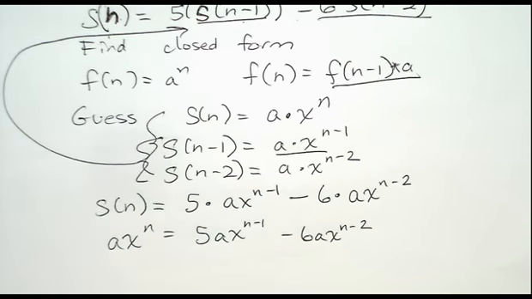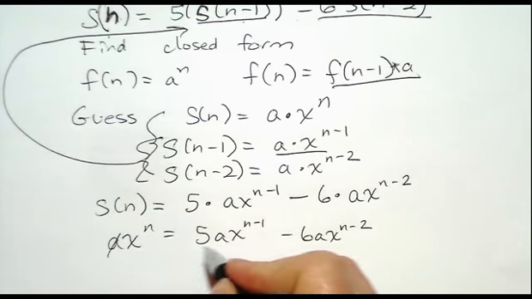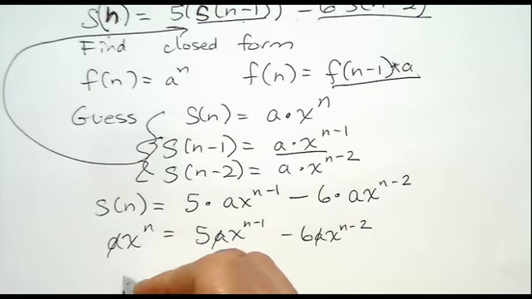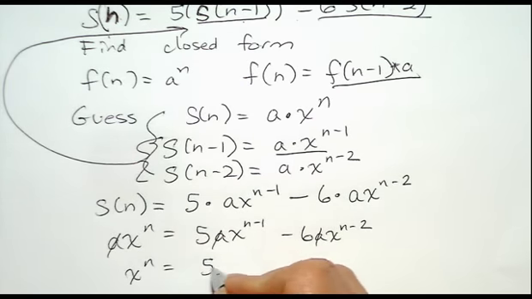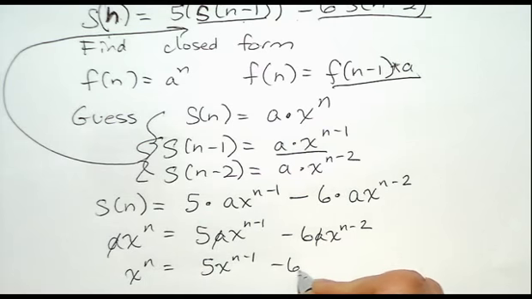Okay, so I need to also plug in my left-hand side. And then I'm going to divide out as much as I possibly can. So I can solve for x or a or something, hopefully. So a, I could just completely cross out of all the terms, right? So x to the n is 5x to the n minus 1 minus 6x to the n minus 2. All I'm doing right now, by the way, is trying to figure out what x is. And then later I'll go back and try to figure out what a is.